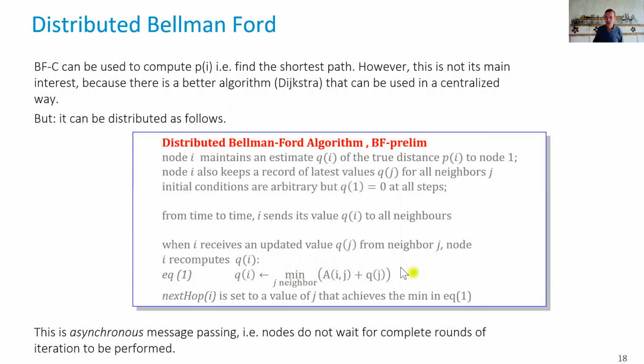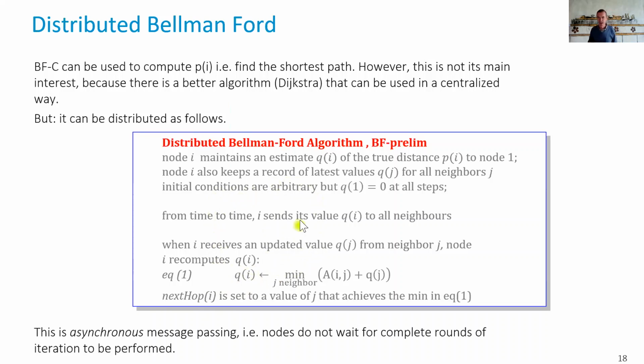And I compare that over the values I have for all neighbors, and that's the best value I have and the value I keep. And that's the value I will send also to my neighbors when I send the next message. And for routing, I compute the next hop to I by looking for a value that achieves the mean in this equation here. So this is now the same as before, but we allow the message passing to be asynchronous. We have no concept of rounds.